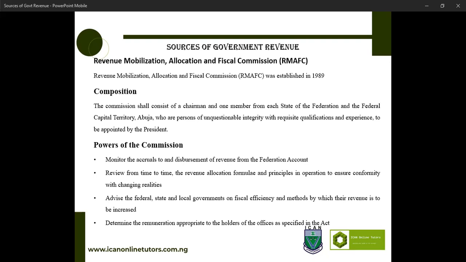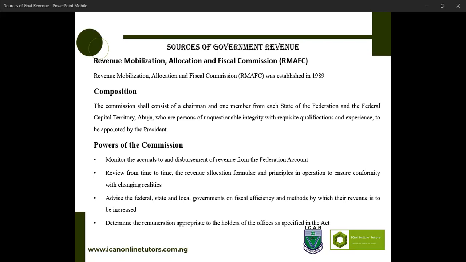What are the powers of RMAFC? They are to monitor the accruals to and disbursement of revenue from the federation account. They review from time to time the revenue allocation formula and principles in operation to ensure conformity with changing realities. They also give advice to the federal, state, and local governments on fiscal efficiency and methods by which their revenue is to be increased. So they give advice to the federal government, state, and the local governments. So it's a function of the RMAFC.